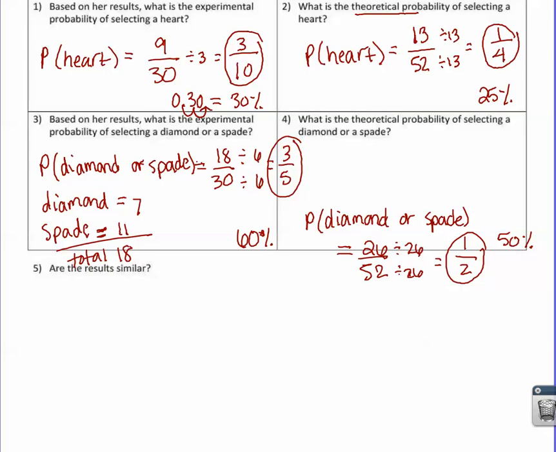This is 60%. In the theoretical probability, in example 4, you have 13 diamonds and 13 spades in a deck of cards, giving you a total of 26 out of your 52 cards. Simplify, and this gives you 1/2, or 50%. Are the results similar? Yes. Follow the directions from your teacher on what experiment to do next.